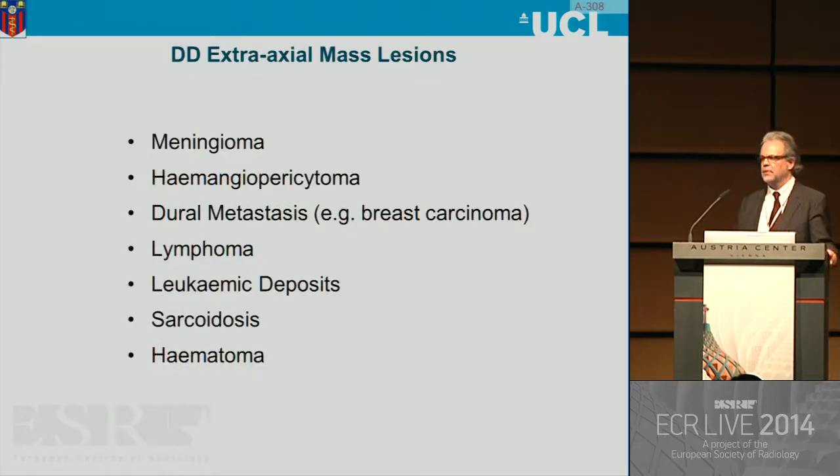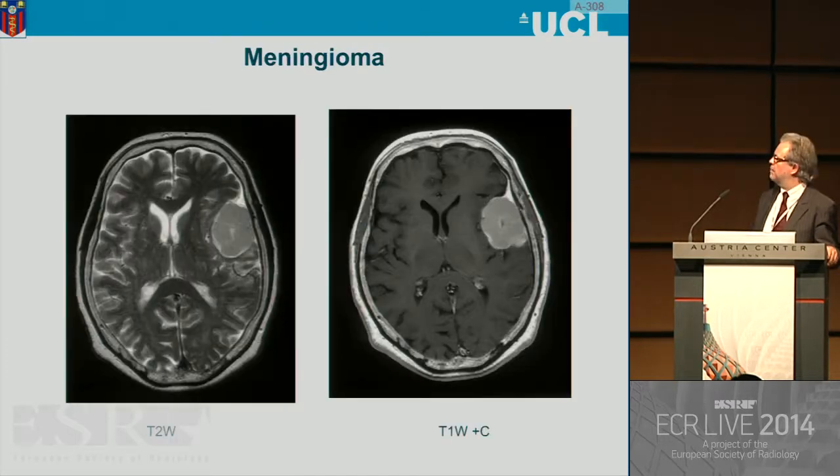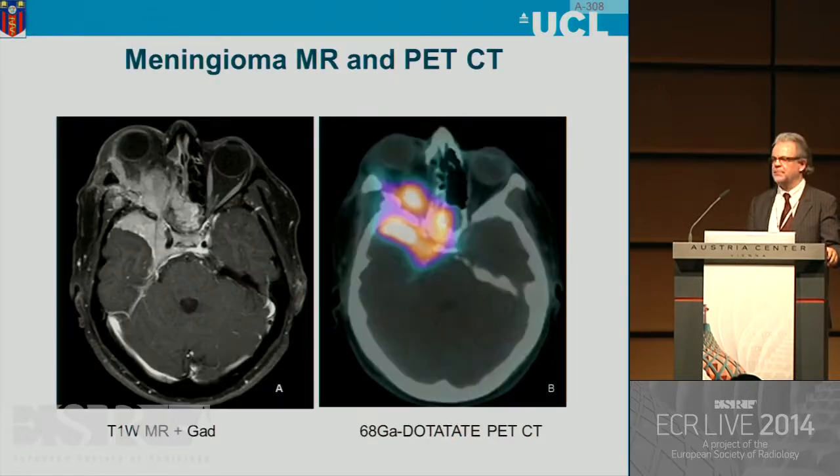The last 2 minutes, I'm going to go through extraaxial mass lesions. A meningioma, obviously nice if you have typical tail and so forth. Sometimes it's not so clear. And then you can do something which is very useful. This is also useful if you have a question whether it's residual scarring or residual tumor following operation. This is doing a gadodotatate PET scan. This is a somatostatin analog, and almost all meningiomas have somatostatin receptors in it. And if it's positive, then it's likely to be a meningioma.